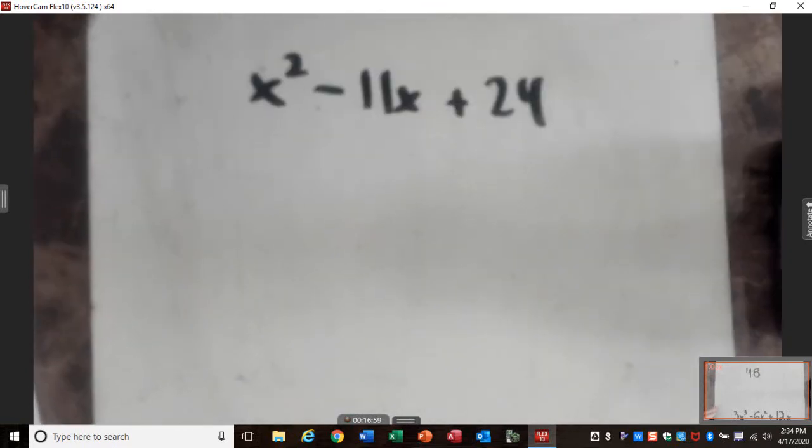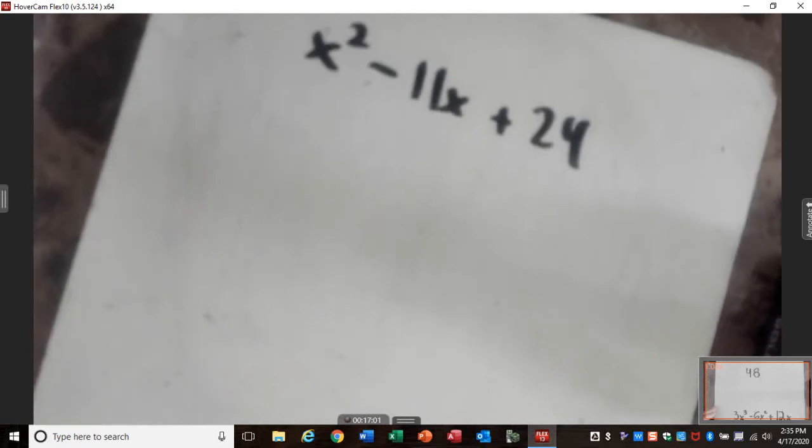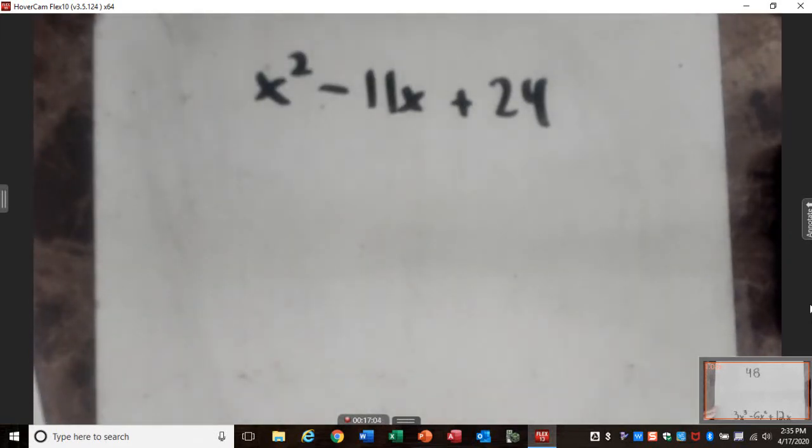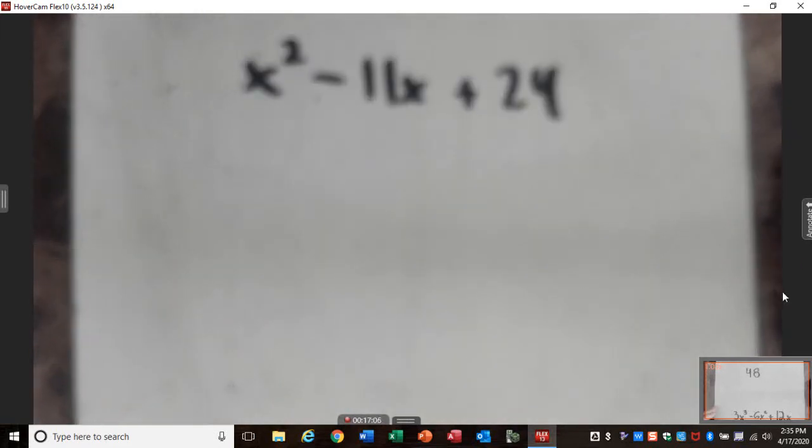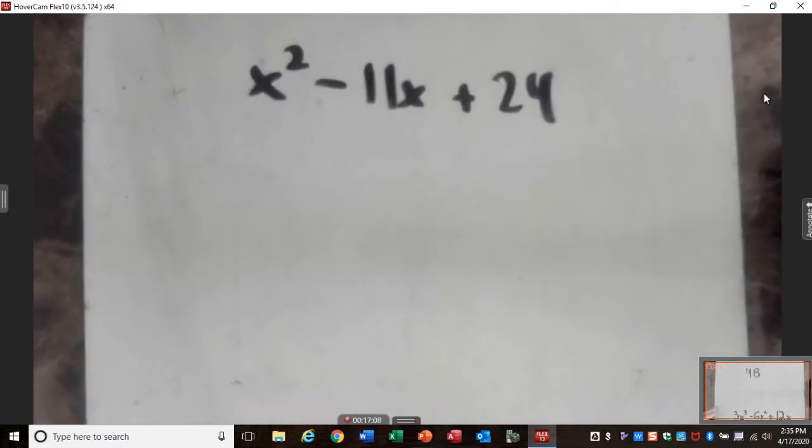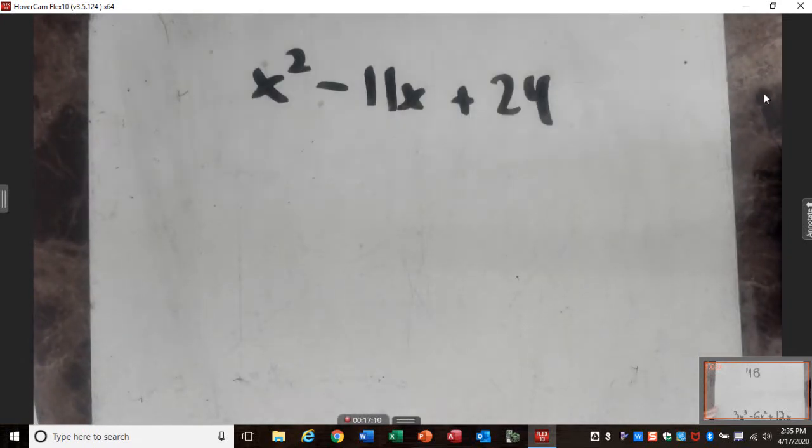Let me see if I can. Does that do anything? No, that just turns it. What is this focus thing? I'm sorry, folks. I don't know what the deal is with this focus thing. It's just going in and out.